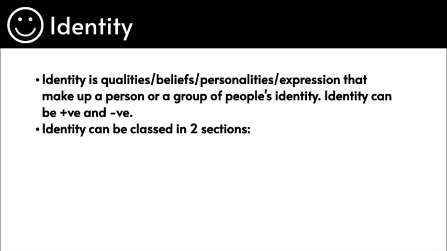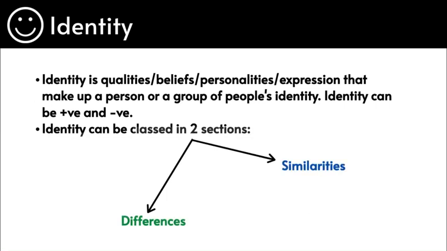And also, it's very important to understand that identity can be positive and negative. So there are two sides of identity, it's not always positive. And according to sociologists, it's found that identity can be classed into two sections. Think of it like this, as similarities as well as differences. So I'll be going into this in more depth. So let's get into more depth right now.